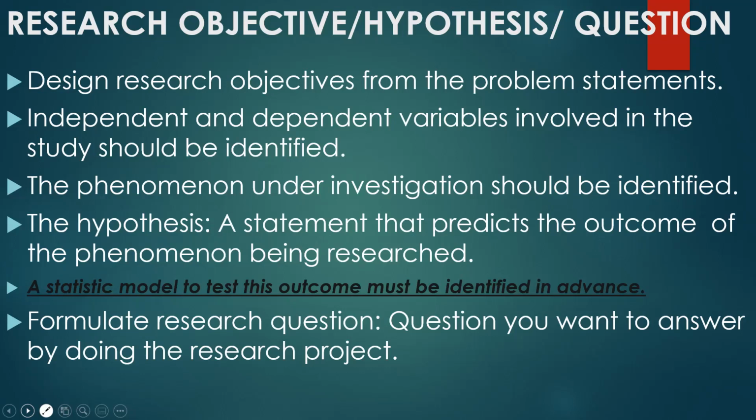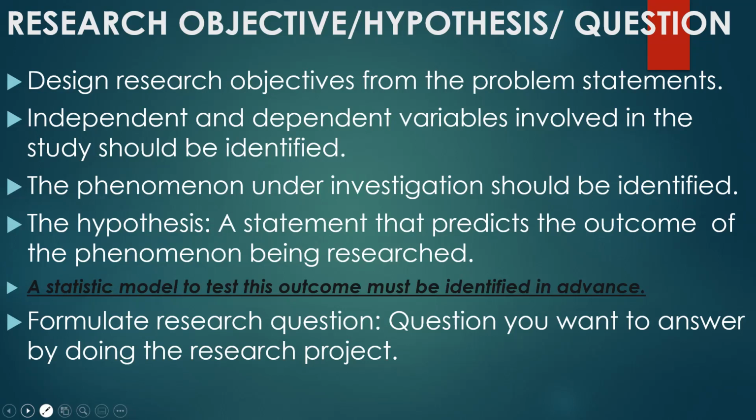So when you design a research objective, especially for those who are doing experiment or survey, you should have a dependent and independent variable in that research objective. So that's why I'm saying independent and dependent variables involved in the research should be identified. So the moment that you are designing a research objective from the problems that you've stated, you must immediately identify the dependent and independent variable in that objective.